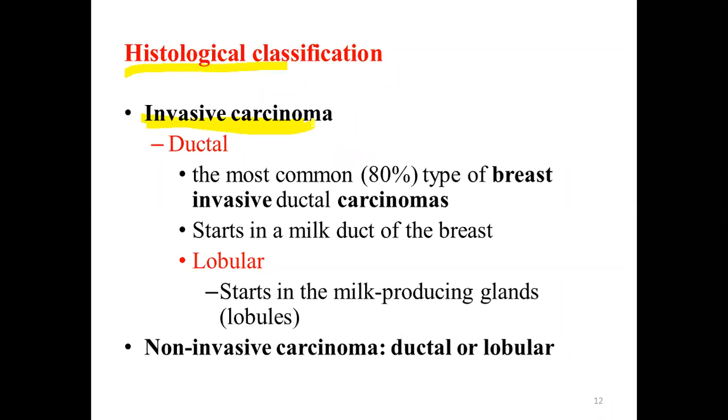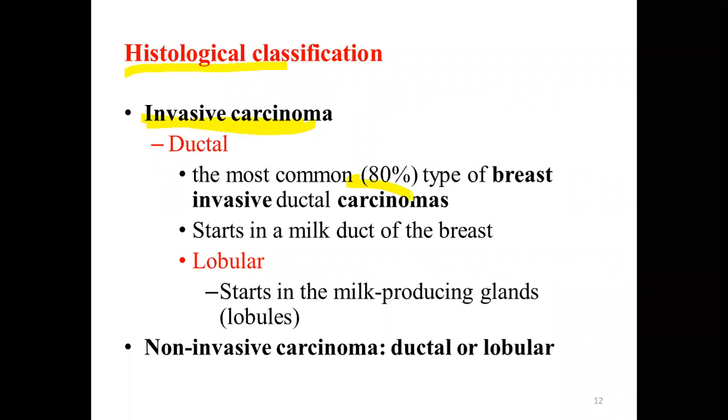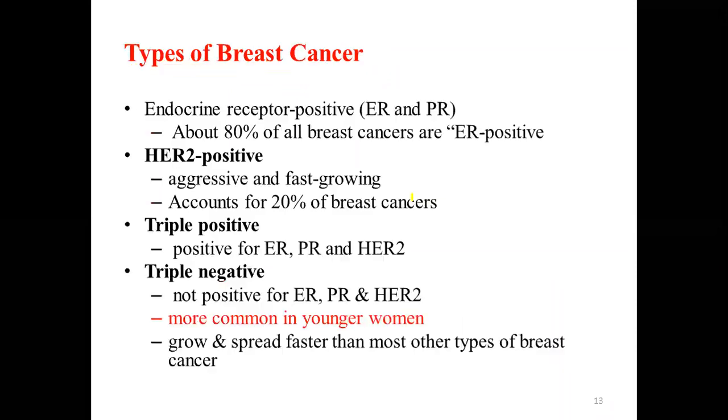Invasive are the most common, and even among the invasive, ductal carcinoma is the most common. Lobular accounts for about 20%, ductal accounts for about 80%. So invasive ductal carcinoma is the most common histological classification of breast cancer. Around 3 or 4 students are working on breast cancer, and when we look at the reports, most of them are invasive ductal carcinoma of the breast.